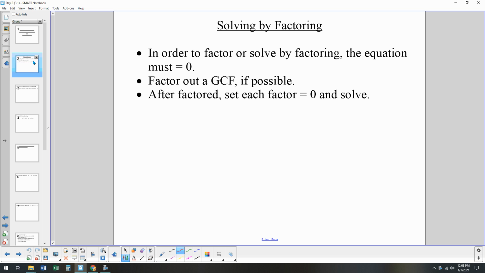Factor out a GCF if possible. If you're factoring out a numerical GCF, it's going to be irrelevant because that's not going to affect the answer. But if you factor out a variable GCF, we have to remember to set that equal to 0, as we see in the next step. After factoring, set each factor equal to 0 and solve. So if we pulled out an x, we have to set that x equal to 0 as well.